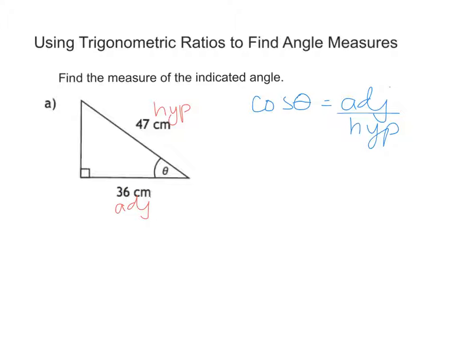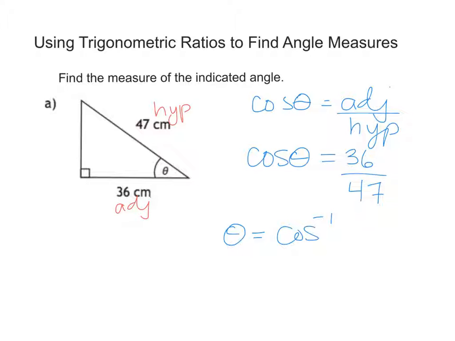Then once we decide on that, we can just fill in what we know. So I'm going to leave this as cosine theta equals adjacent, which is 36, over hypotenuse, which is 47. To get the angle, theta is equal to cosine negative 1, the inverse cosine, of 36 over 47. You can find that on your calculator by pressing second cosine and then putting 36 over 47, or for some of you it might be shift cosine, depending on the calculator that you're using.